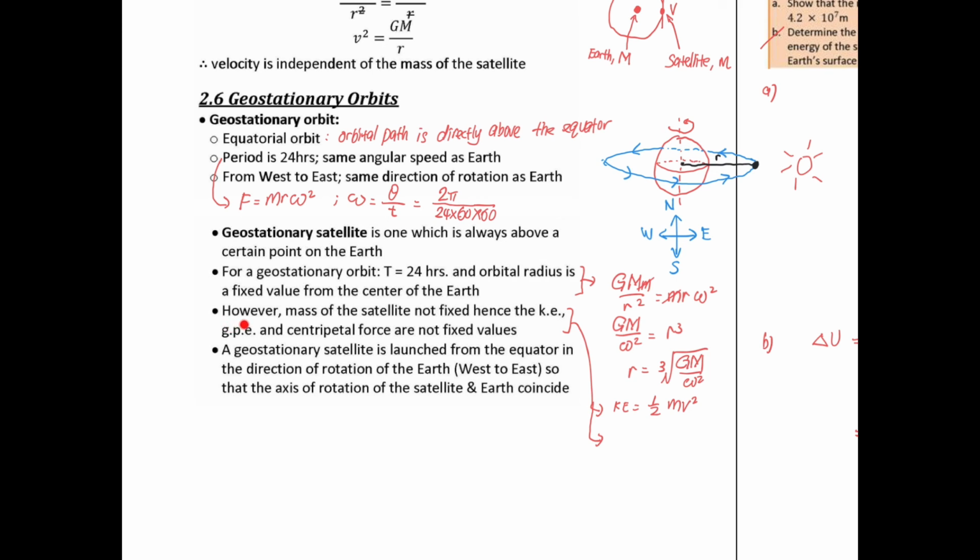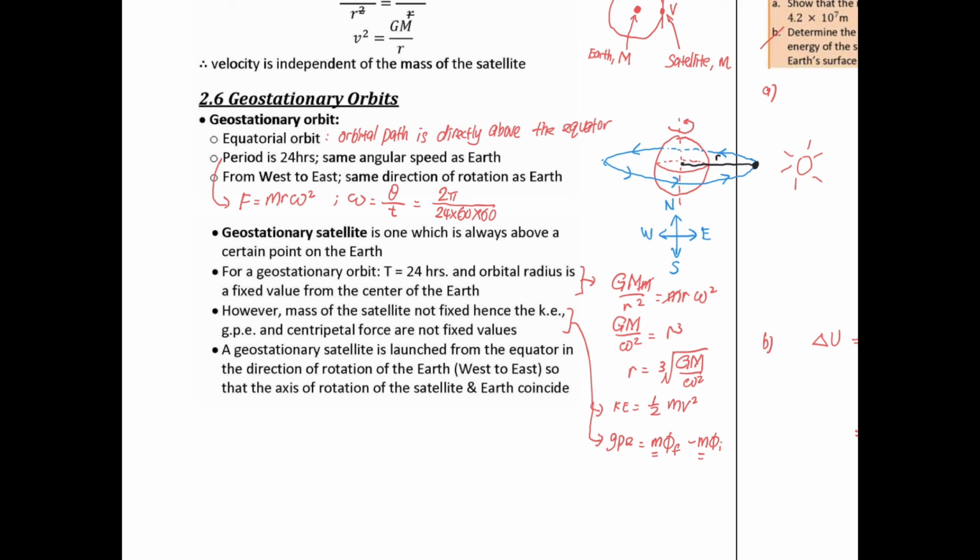GPE is also not the same. Okay, let's take a look. What is the formula of GPE? GPE is actually equal to m phi final minus m phi initial. So the m here is not fixed. Because of that, GPE is not fixed also. So that is the thing.